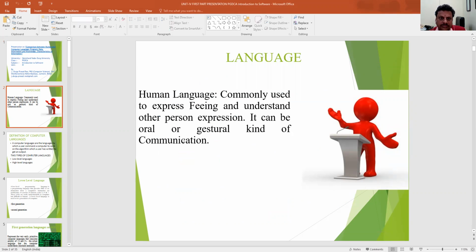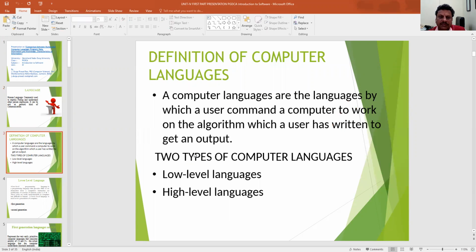Language. Human language is commonly used to express feeling and understand other person's expression. It can be oral or gestural kind of communication. Definition of computer languages: computer languages are the languages by which a user commands a computer to work on the algorithm which a user has written or gets an output. Basically, there are two types of computer languages, that is low level languages and high level languages.